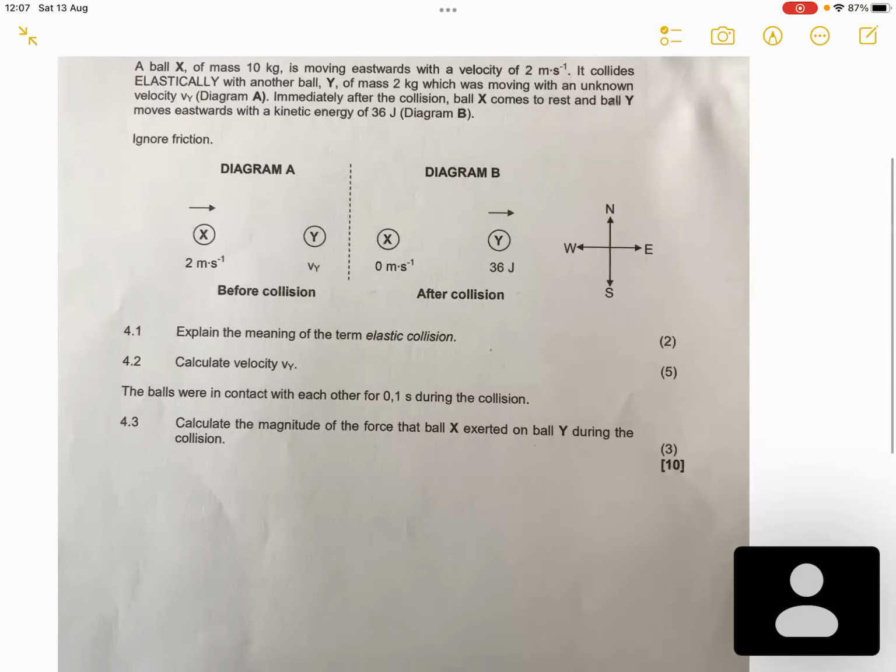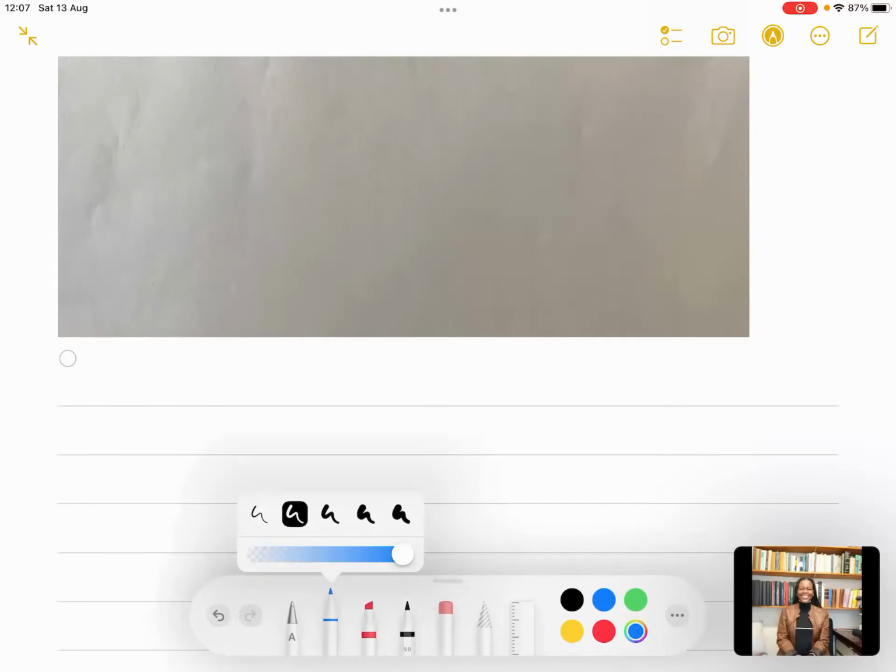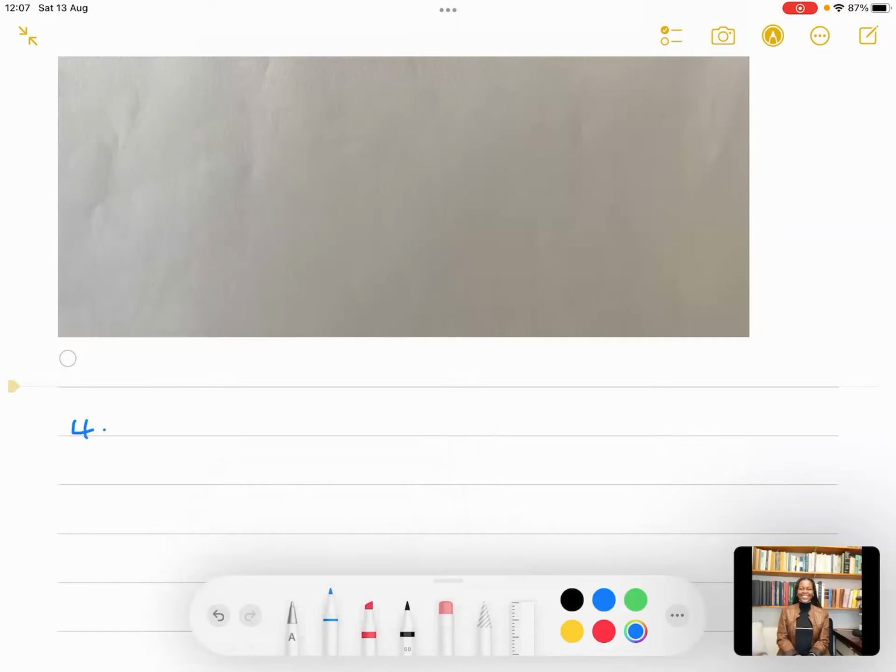So the first question is, explain the meaning of the term elastic collision. Can you take a moment? I'm going to write it out here. Do you know what it is? What is an elastic collision?